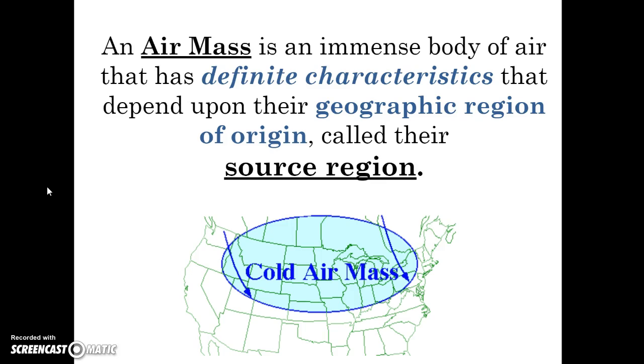Today's objective is what are air masses? An air mass is an immense body of air that has definite characteristics that depend upon their geographic region of origin, called their source region. So wherever the air was stationary, it takes on the characteristics of that region.